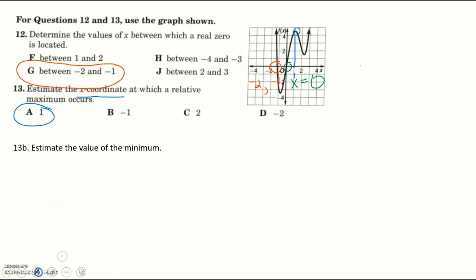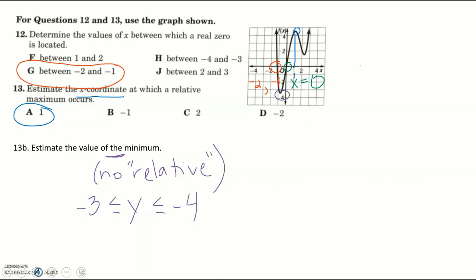And then if we continue with that problem, estimate the value of the minimum. So notice how it says the minimum, and there's nothing about relative, right, in that problem. So the minimum value of that graph would be right there. And if we're estimating it, it's somewhere between -3 and -4. Your y value is as low. It doesn't get all the way down to -4.